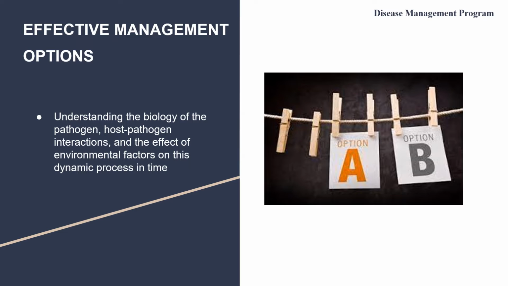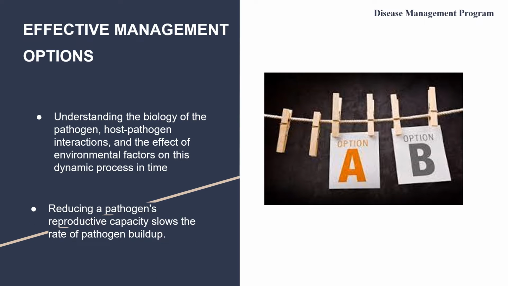Effective management options. Understand the biology of the pathogen, host-pathogen interaction, and the effect of environmental factors on the dynamic process in time. Reducing a pathogen's reproductive capacity slows down the rate of pathogen buildup. Reducing the total period of exposure in short-season varieties can also be an effective management strategy.